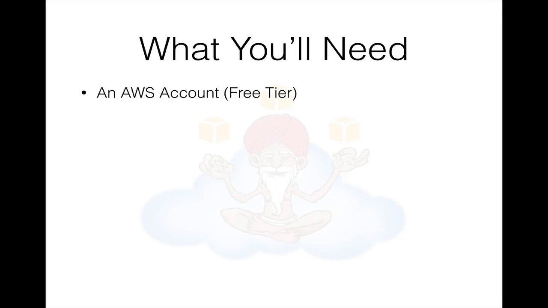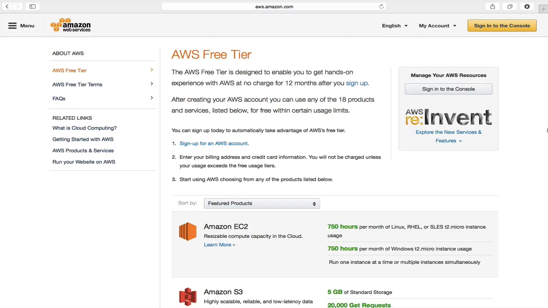Let's go through what free tier eligibility actually covers you for. AWS Free Tier is designed to enable you to get hands-on experience with AWS at no charge for 12 months. Basically, it makes doing this course extremely cost-effective compared to some other cloud providers where you don't get free tier eligibility, you don't get a free trial, and you have to pay for any resources that you're using. Now, free tier doesn't cover all of AWS's services. Things like Workspaces, for example, do not have free tier eligibility.